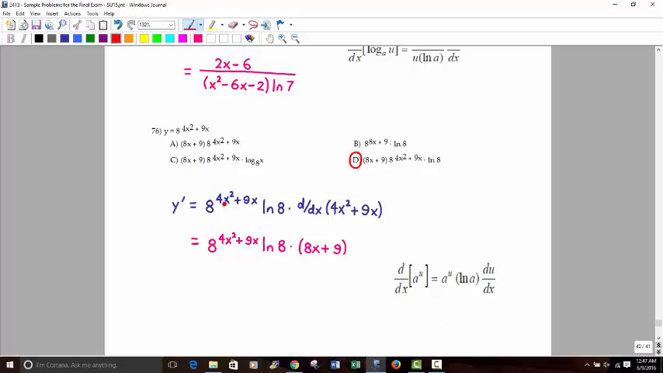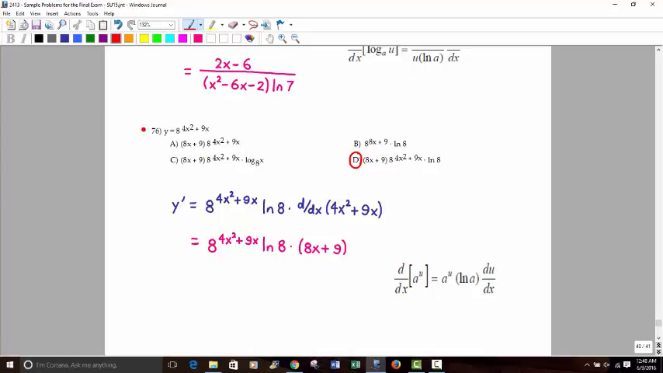So the u is 4x squared plus 9x. So it's a to the u. So that original function is part of the answer for sure: 8 to the 4x squared plus 9x. So that pretty much eliminates answer B automatically.